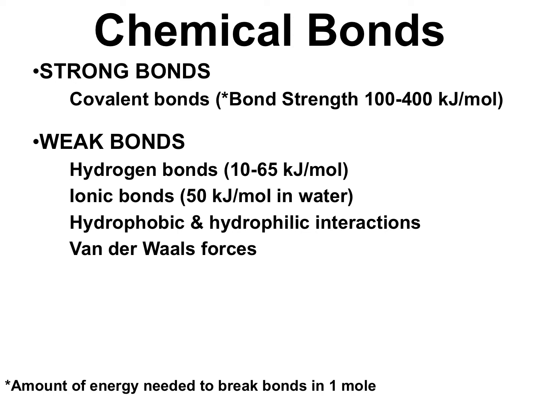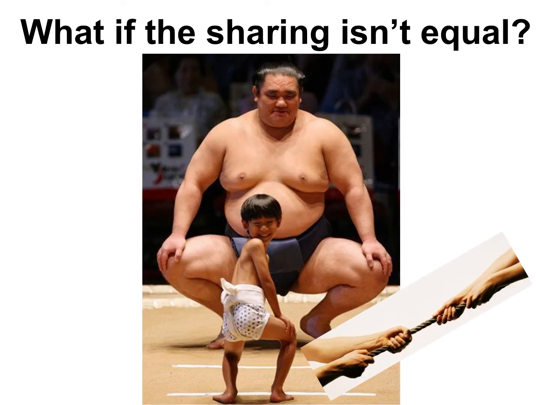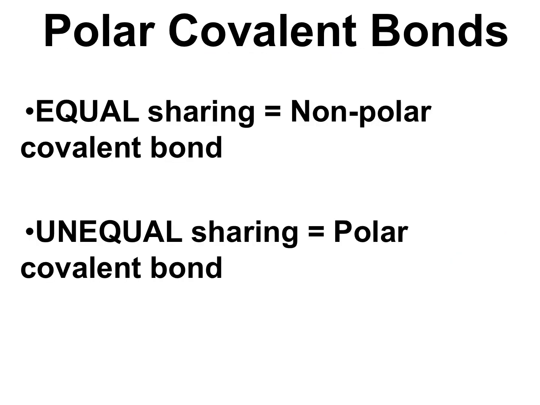Now, there are other weak bonds besides ionic bonds, like hydrogen bonds, hydrophobic and hydrophilic interactions, and van der Waals forces, and we'll get into those a bit later. Now, atoms share electrons in covalent bonds, but what if that sharing isn't equal? What if one atom gets a little bit and the other atom gets a whole lot? Well, that's just a special case of covalent bonds.